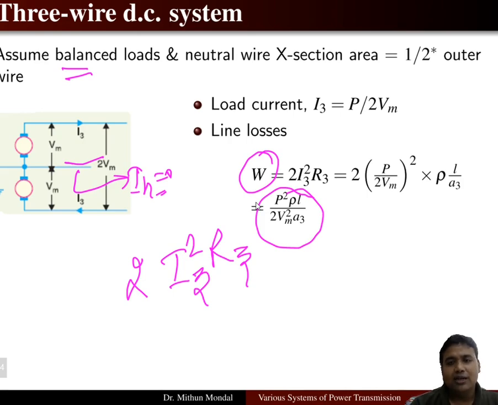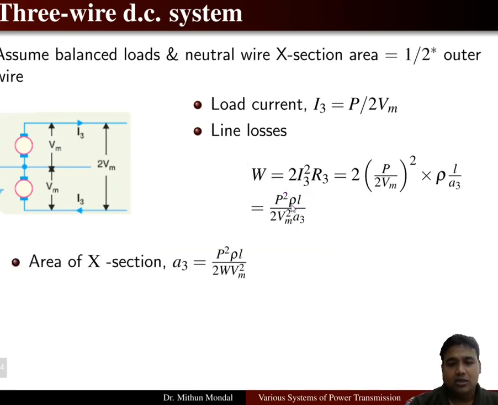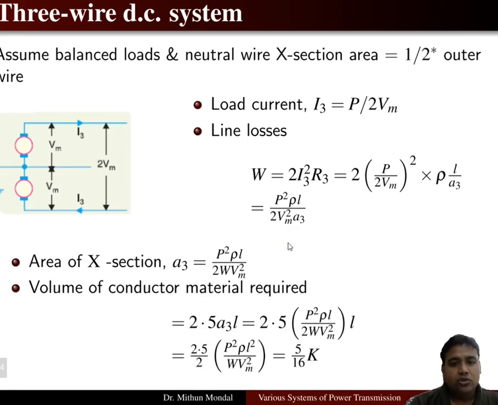So you are getting P square rho L to Vm square into A3. Now similarly, in the previous case, whatever we have done is to find the value of A3. So determine the value of A3 then. So the area of the cross section A3 you can determine from here to here, taking the LHS and the RHS side, one side. So you will get the volume of the conductor material.